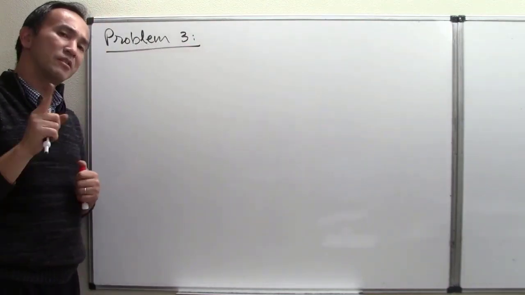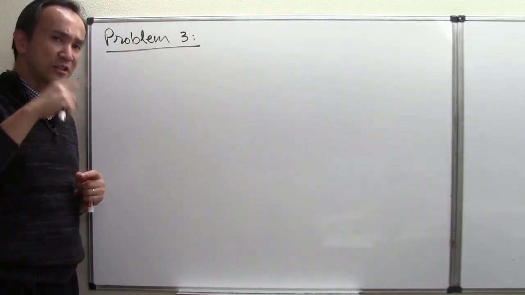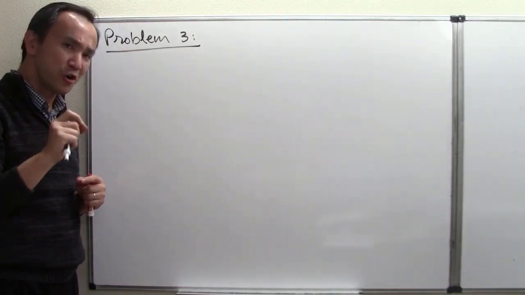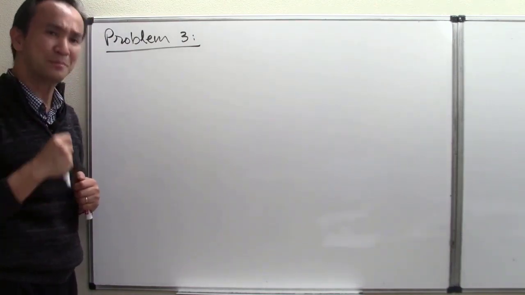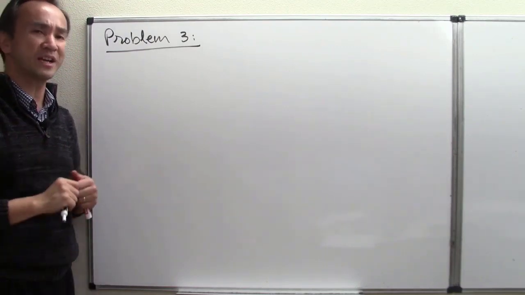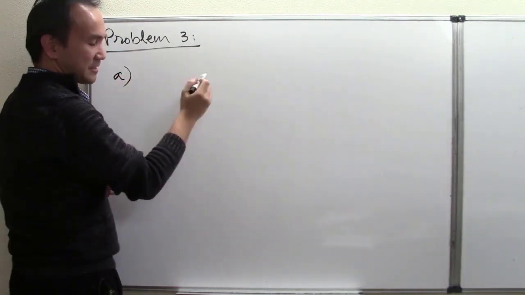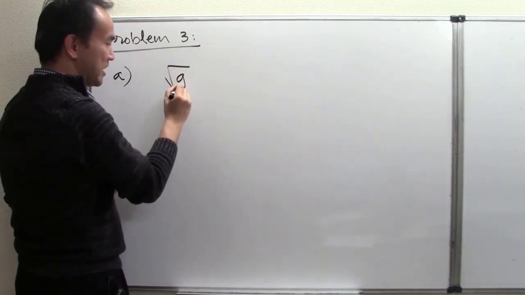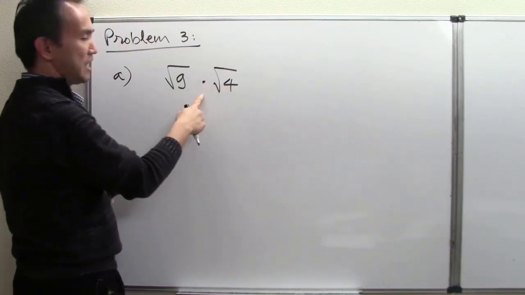All right, so now allow me to bring in the third problem. Again, in this problem, we are going to put in a few computational problems so that we can understand even more properties about square roots that we want to recognize. So how about the first one right here? I'll call that part A. So square root of 9 times square root of 4.